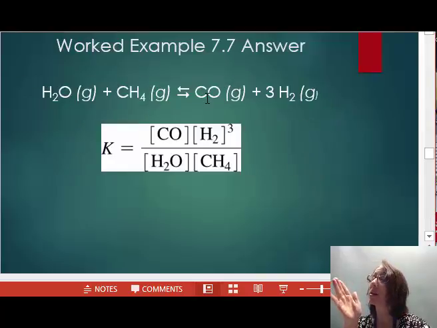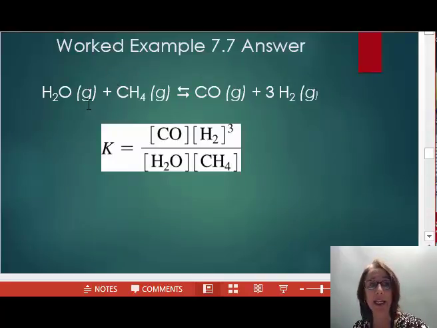Looking at the balanced chemical equation, we see that each chemical is in the gas phase, which means that each chemical will be included in the equilibrium expression. The products go in the numerator and the reactants go in the denominator, and each chemical has a coefficient of 1 except for hydrogen, which has a coefficient of 3.